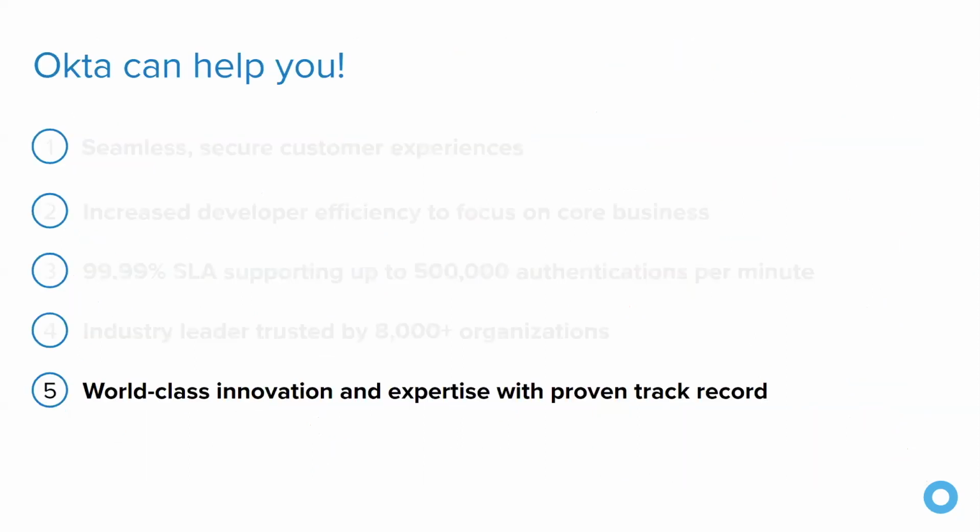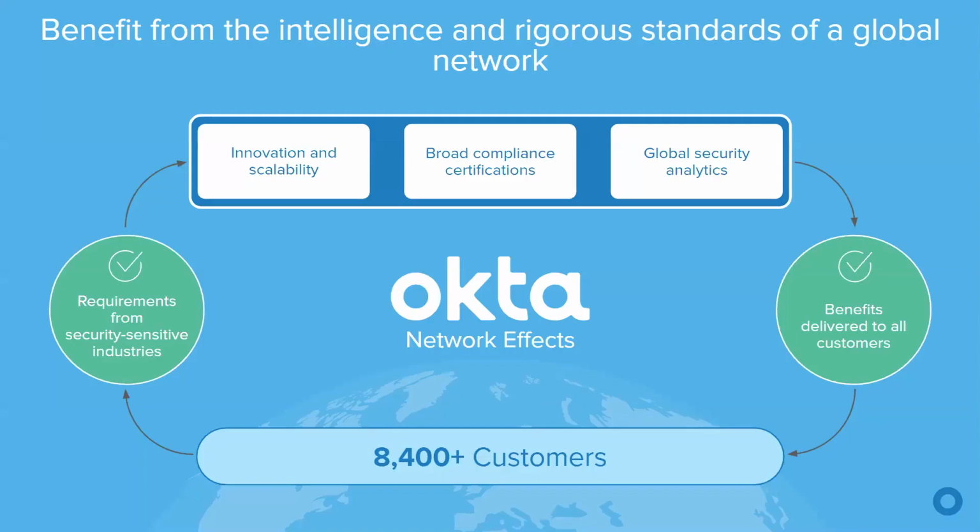And finally, this is our core business, identity and access management, right? So we innovate all the time. We have an amazing team of experts with a proven track record. And the great thing is that, in order to make our customers successful, we had to match requirements from very security sensitive industries. So we had to keep on innovating and scale our service, for instance. We had to get certifications in these security sensitive industries. We did this for some of our biggest customers, but the benefits are delivered to all customers.